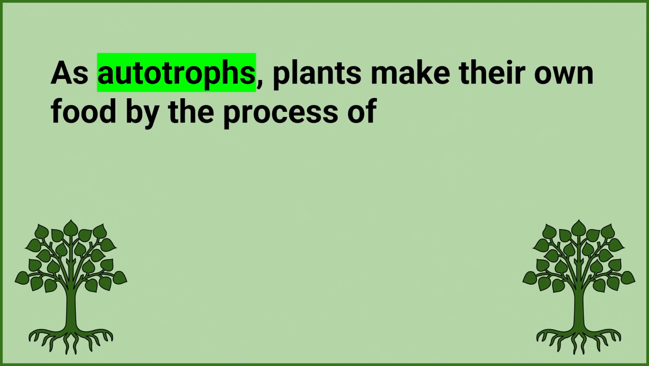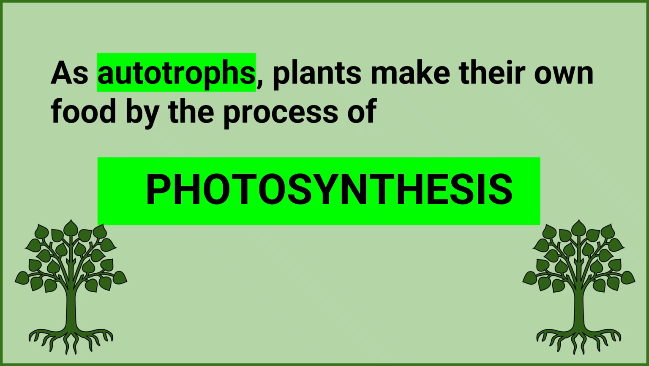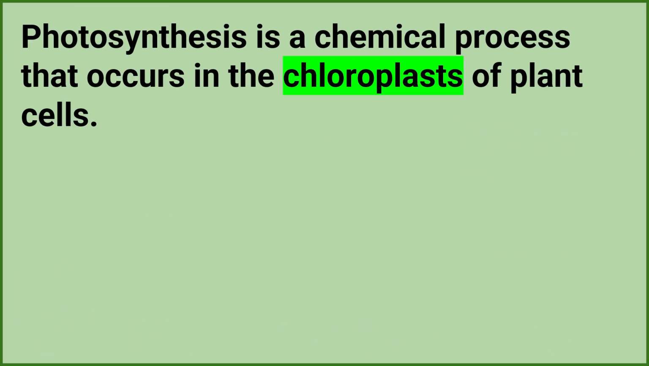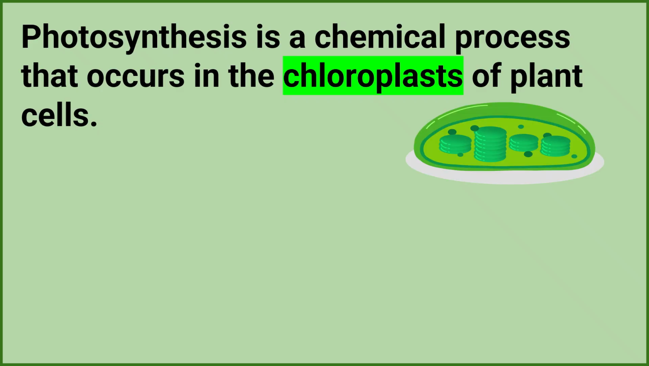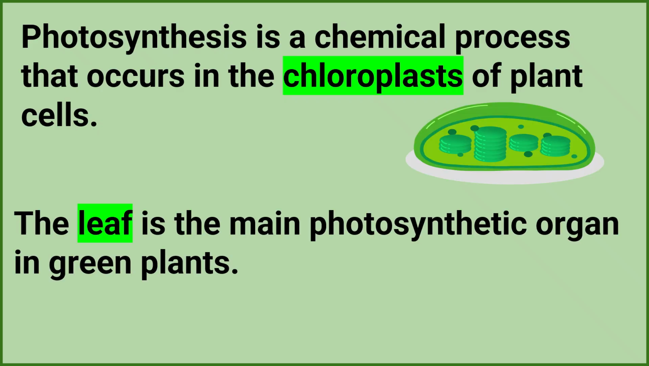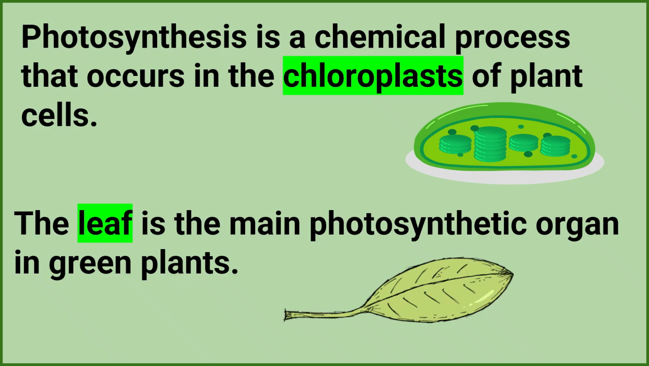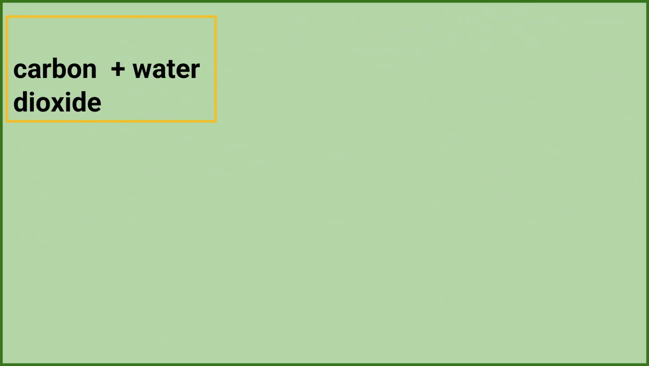As autotrophs, plants make their own food by the process of photosynthesis. Photosynthesis is a chemical process that occurs in the chloroplasts of plant cells. The leaf is the main photosynthetic organ in green plants. Now, photosynthesis is a complex reaction, but let's summarize.